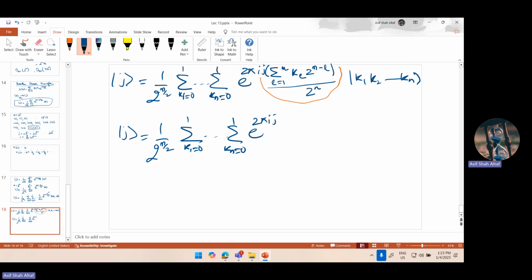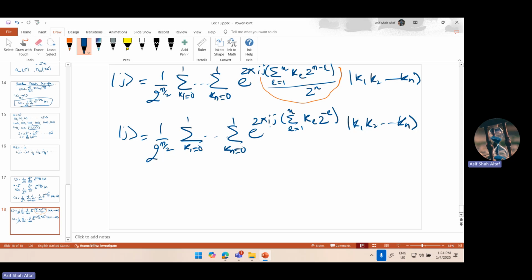Oh, I wrote it twice. This is only one i here. Sorry, excuse me. This j represents this basis. Okay, so it's 2 pi ij. So i here is the imaginary number, j represents the basis. Then we will have summation L equal to 1 to n, KL 2 to the minus L. Okay, and then we will have K1, K2, and so on.